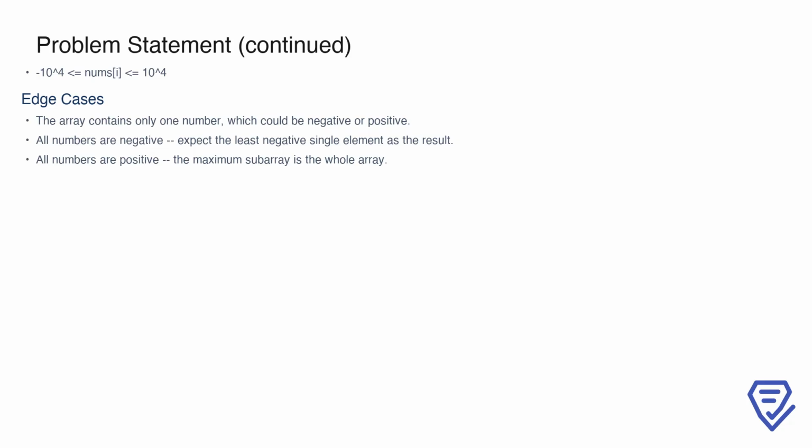It is also important to consider edge cases. When the array has only one number, the answer is just that number, whether positive or negative. If all numbers are negative, the answer is the single least negative number. And if all numbers are positive, the answer is the sum of the entire array. Make sure to handle these edge conditions in any implementation.